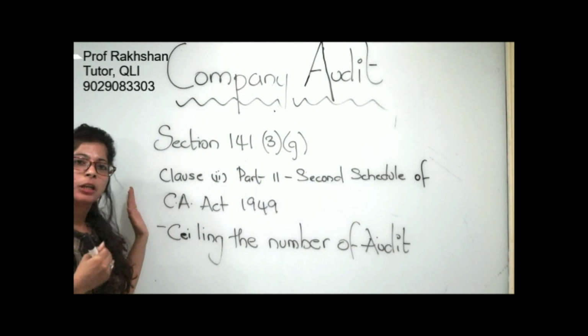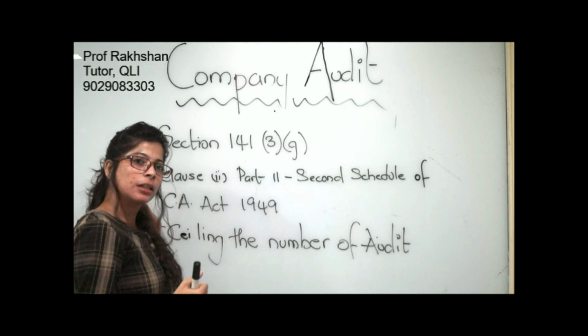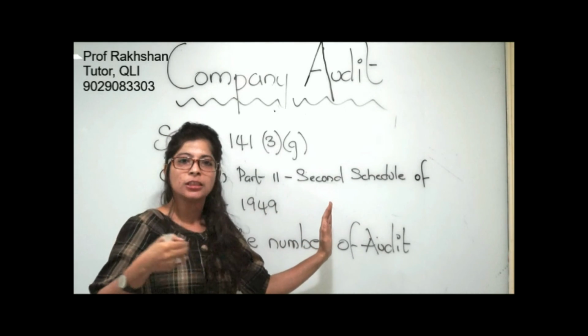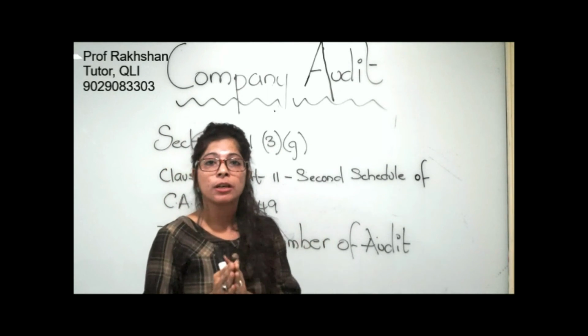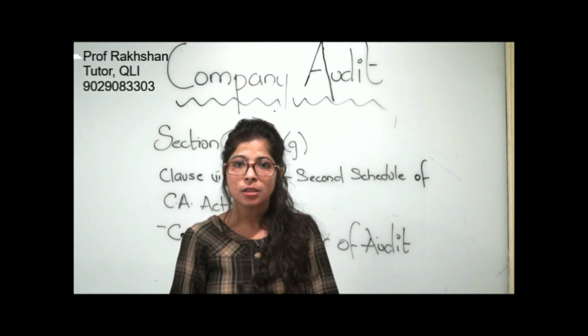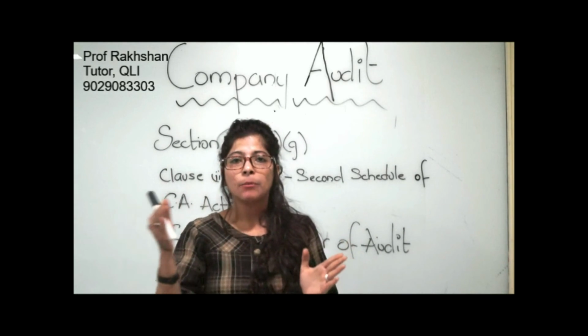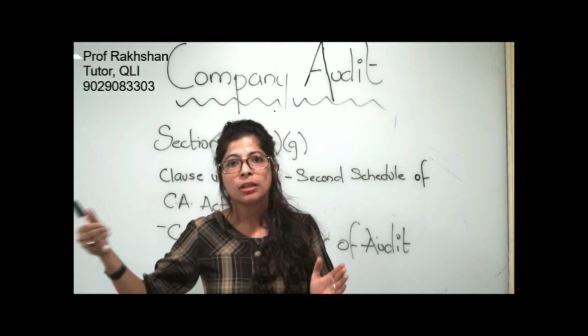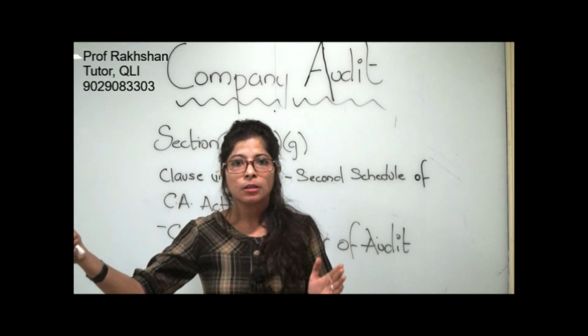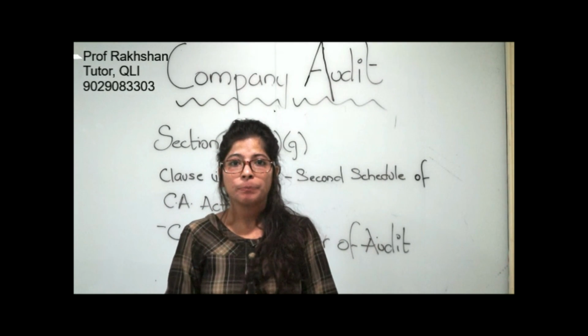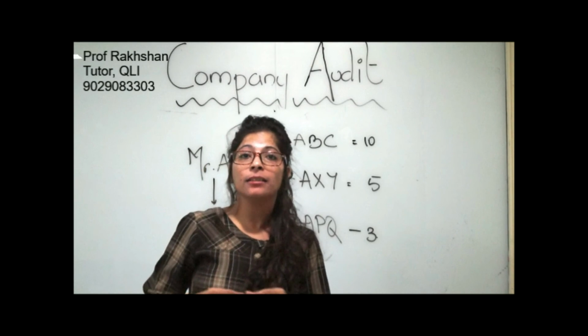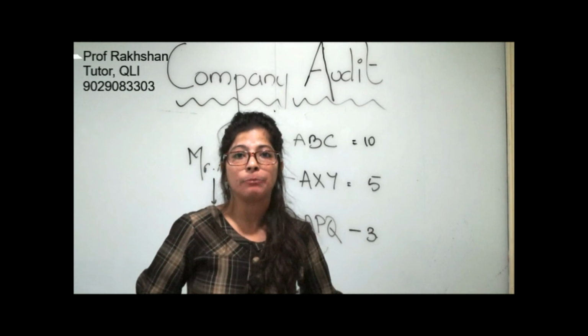Considering such a stringent requirement placed on the auditors, any auditor, before he starts an audit, has to give a certificate to the management that the total number of assignments after including the assignment offered to him will not exceed 20. Let us understand the ceiling on the number of audits with the help of an example.